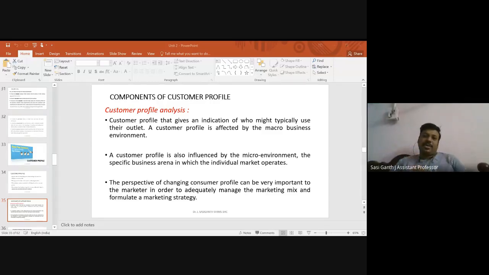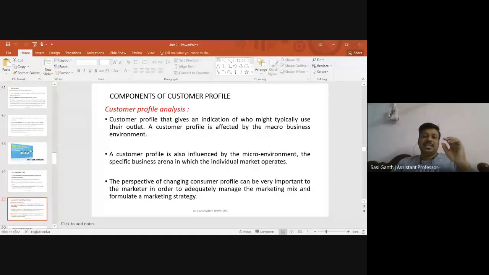So micro or macro, you see here, both are important. This environment does have an influence on profiling your customer. So the specific business arena in which the individual market operates.